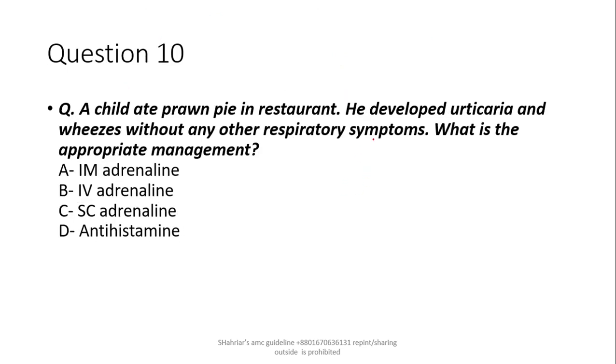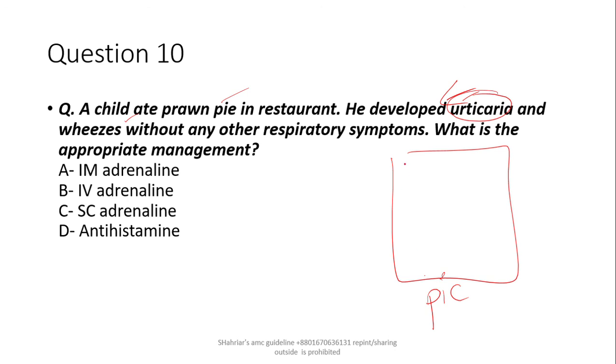Great. First of all, a child ate prawn pie in the restaurant and developed urticaria. It's told actually in the question. Sometimes they don't tell that this is urticaria. They give you the features. They might give you a picture here. So you have to diagnose in that case. Here they already told. Sometimes it has been told, sometimes a picture is given and features are given. You need to pick up.